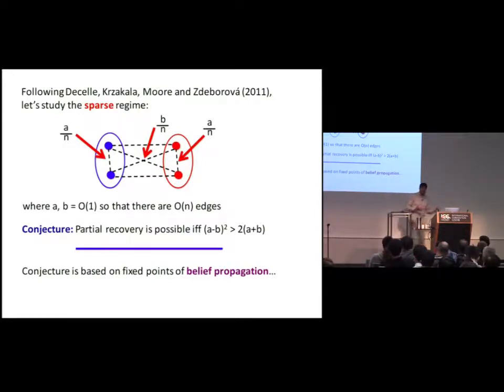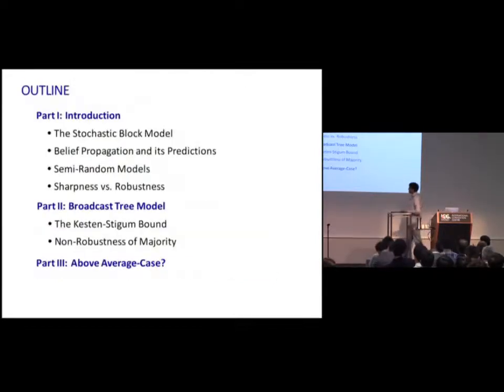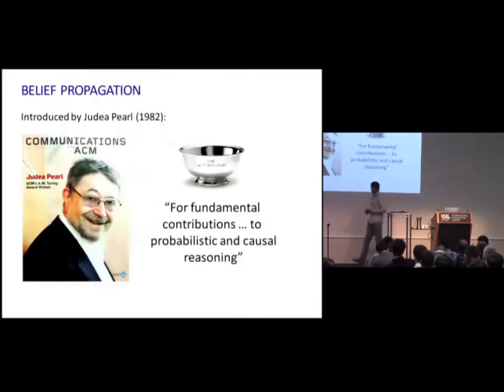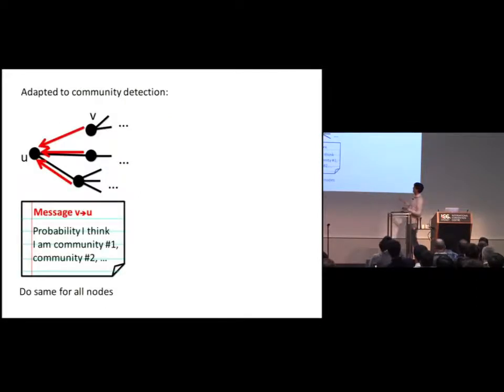But first I want to tell you a little bit about where this conjecture comes from. It comes from techniques that are certainly not as familiar to me and maybe not to some of you. It's based on belief propagation and the fixed points of belief propagation. So what is belief propagation? It's a powerful technique which was introduced by Judea Pearl over 30 years ago, which is an iterative way of creating algorithms based on simple probabilistic reasoning. I'm not going to explain what belief propagation is in full generality, but let me explain what it means in the context of community detection.